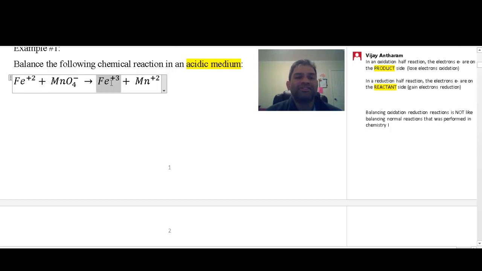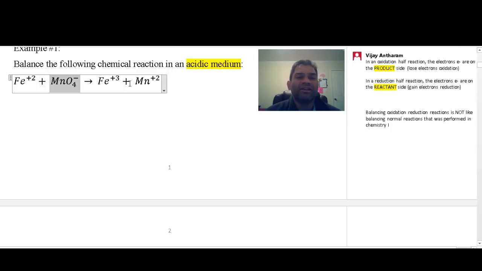And here the oxidation state of iron is plus 3. So in this case, iron has gone from plus 2 to plus 3. Okay, so that is what we will denote as a half reaction. The other half reaction is MnO4 minus. This is permanganate ion. You don't have to know it to balance this equation.